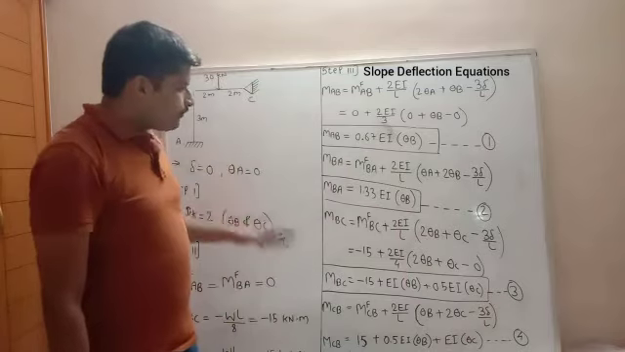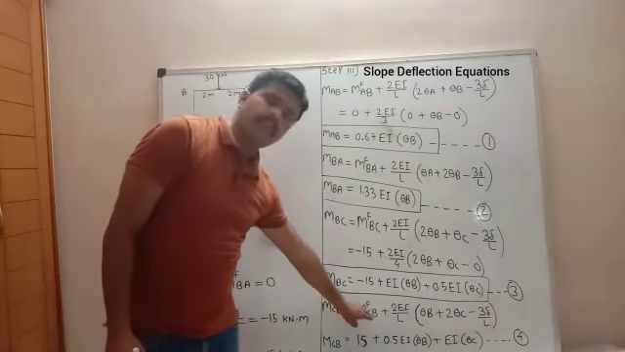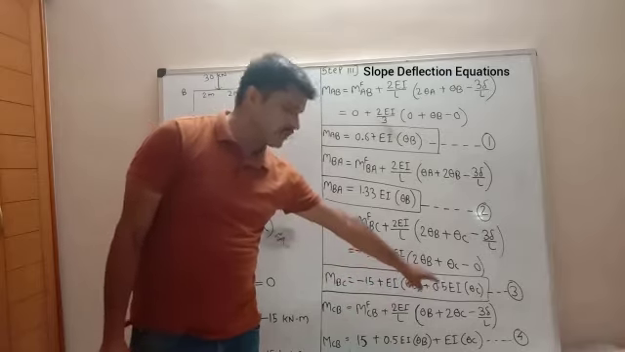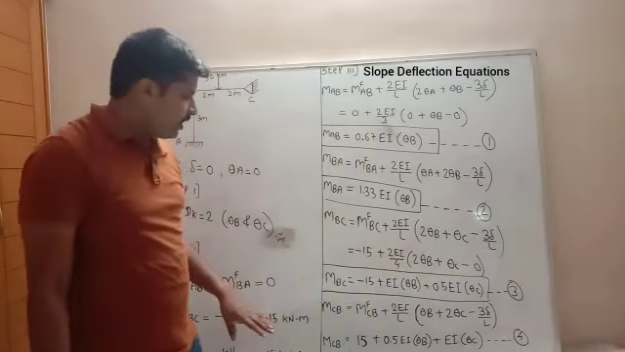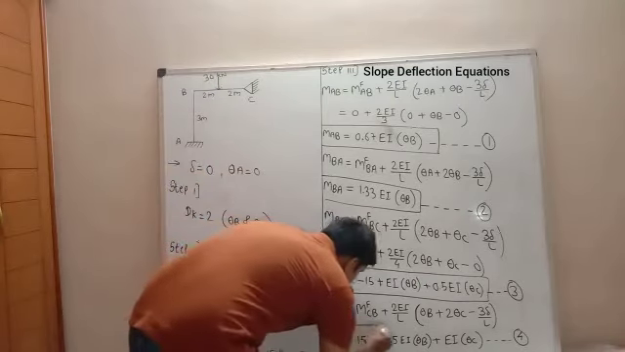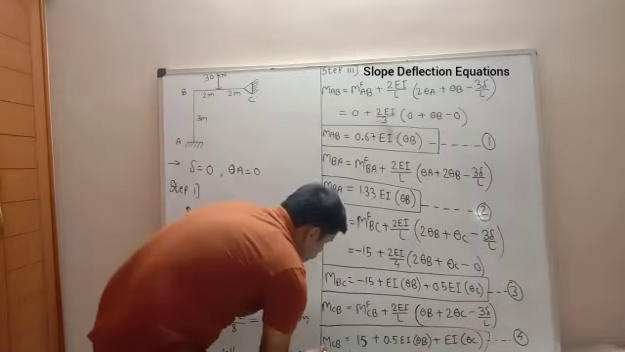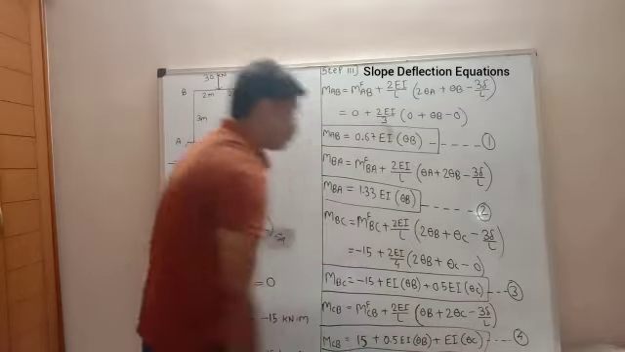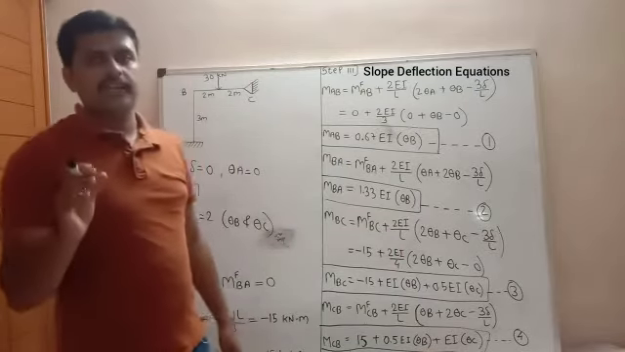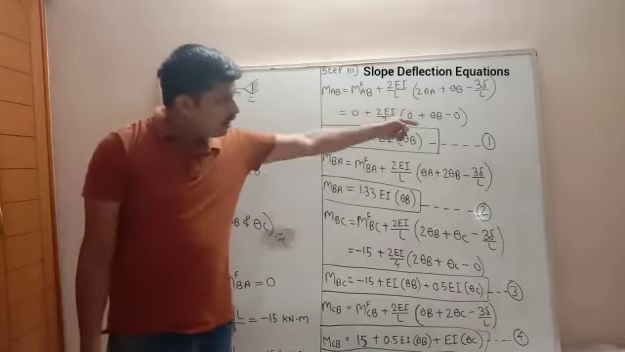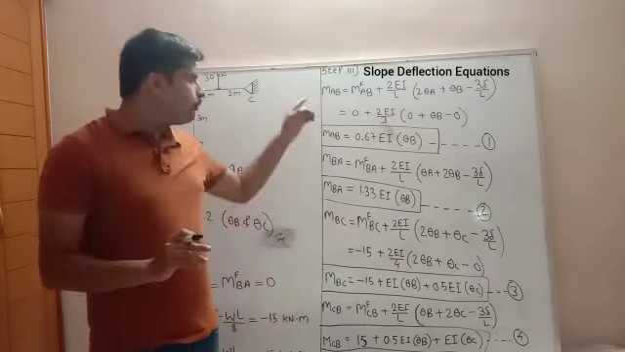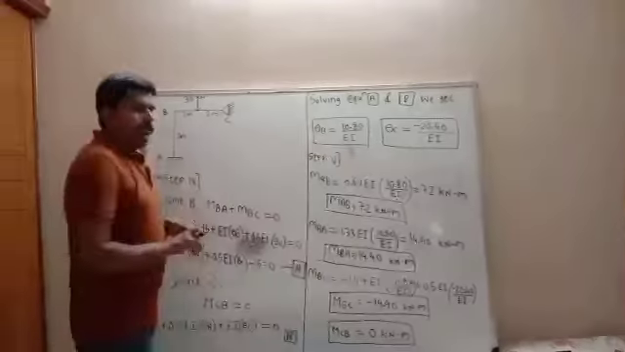Now for CB, similarly we can write MFCB plus 2 EI upon L in bracket theta B plus 2 theta C minus 3 delta upon L. After putting all the values, we will get equation number 4 as plus 15 plus 0.5 EI into theta B plus EI into theta C. So equation number 1, 2, 3 and 4 all are slope deflection equations.